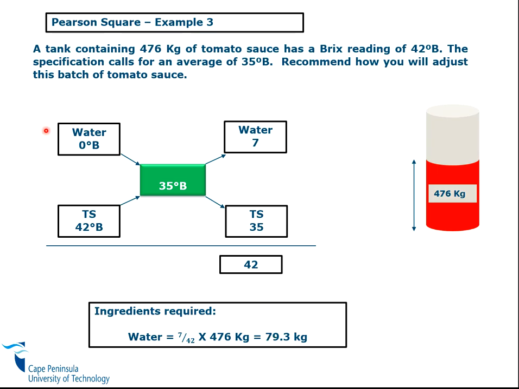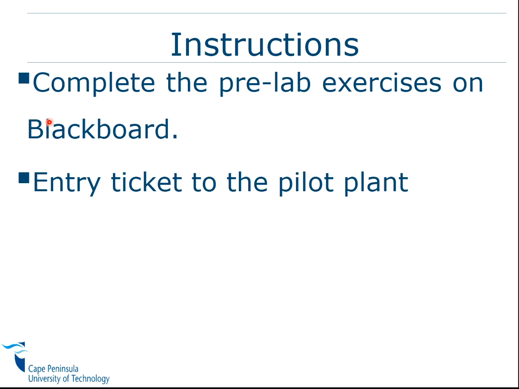It's called a square because if you close this up here until here, you will find squares, right? So in literature you will find different ways in which the Pearson square is explained, but the principle is still the same. The principle behind the Pearson square is the same. So what is your task? Your task is to complete the pre-lab exercises on Blackboard.